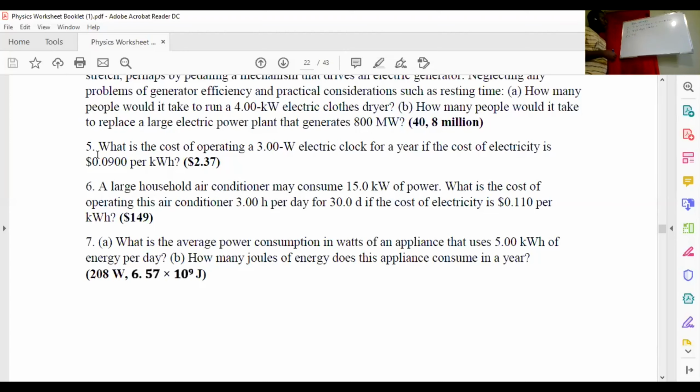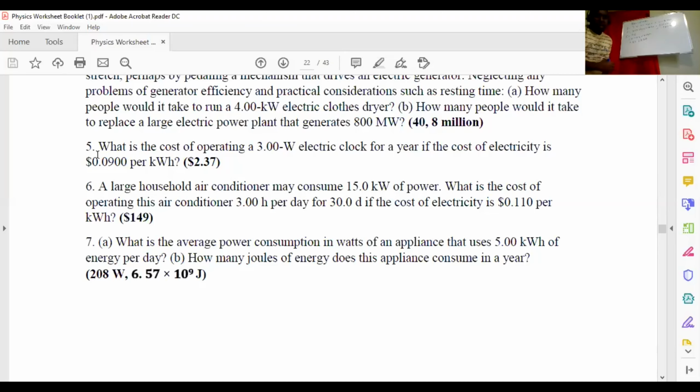Then the days we have to change to hours. We know that there are 24 hours in a day, so we multiply 365 by 24, and that gives us 8760 hours. Now that we have the units that we need, we can multiply. So the energy used is 26.28 kilowatt hours.